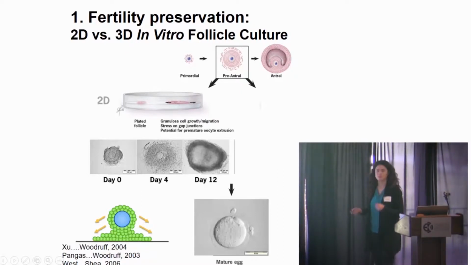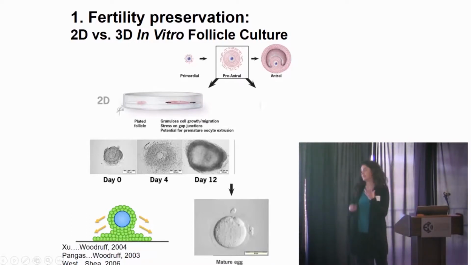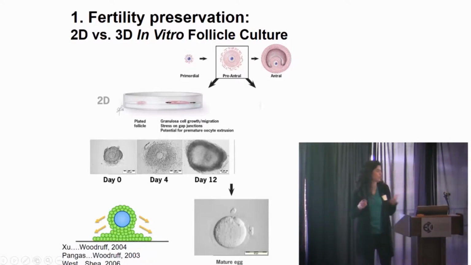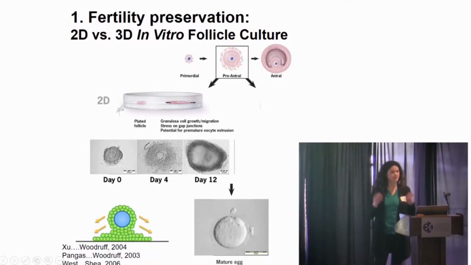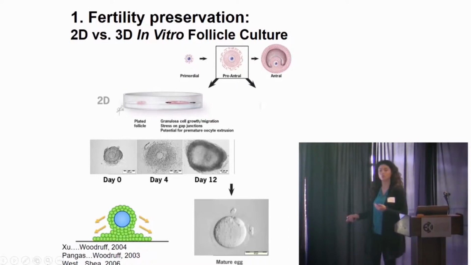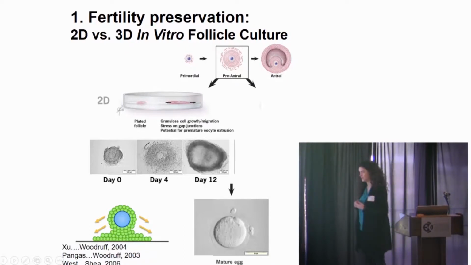The granulosa cells surround the oocyte, and it's very important that the granulosa cells are connected to the oocyte. They migrate away and attach to the bottom. This approach is successful in mice. However, when you try to culture anything above mice, so cats, dogs, cows, sheep, goats, non-human primates, or humans, this approach doesn't really work. You cannot get a fertilizable oocyte when you culture follicles in 2D.